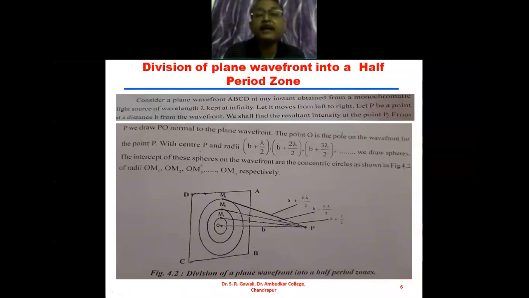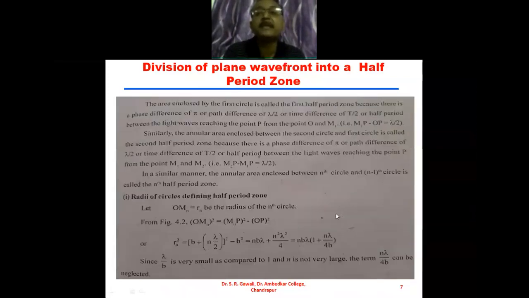And therefore, M1P minus OP will be equal to lambda by 2. What is the difference? Here it is b plus lambda by 2 and here b is there. If we obtain the difference, then the path difference between these two waves reaching the point P from M1 and O is lambda by 2. So that's why here I have written M1P minus OP is equal to lambda by 2.